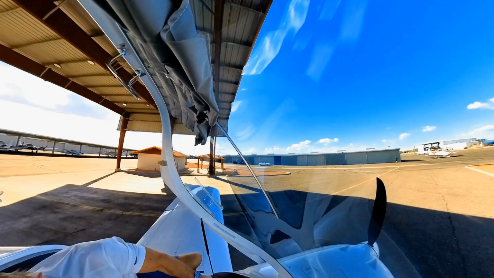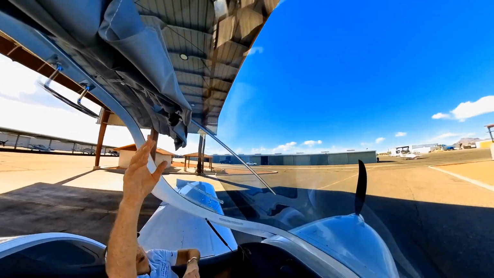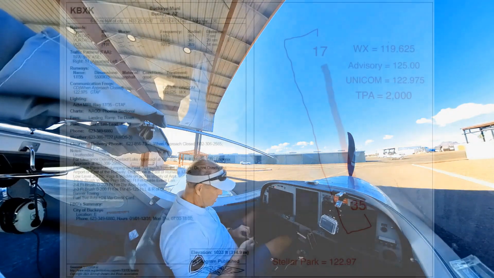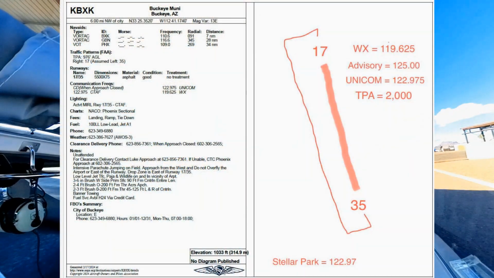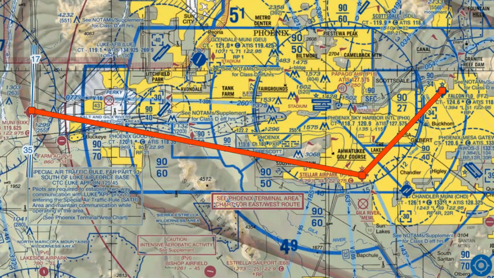All right, this is my second attempt at getting to Buckeye from Falcon. I'll put a link up above here to the first attempt that ended in a rectifier failure. This is the directory over at Buckeye. As usual, I like to highlight the major frequencies, traffic pattern, and altitude, and because I'm going over Stellar, I put the Stellar frequency in the bottom there. Here's the sectional. Pretty basic.